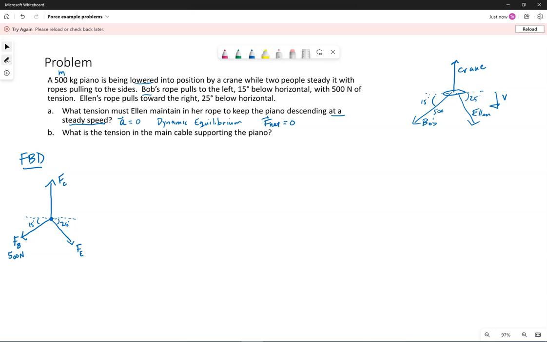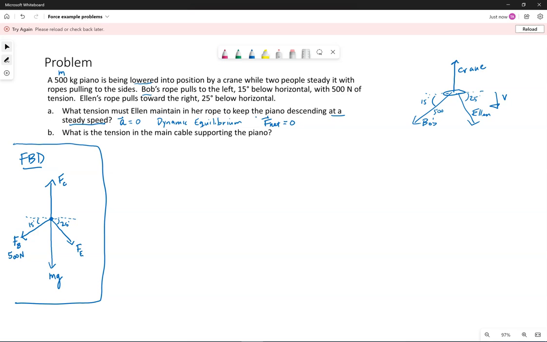Now there's one other force. That's our field force of gravity, so mg, force of gravity, always pulling straight downwards towards the center of the earth. The ropes attached to the piano, so Bob's and Ellen's, and then the rope or cable, however the crane is holding the piano upwards. So our free body diagram. We always want a free body diagram. These are going to be required on your exam, so be sure you're practicing them as you do the homework.